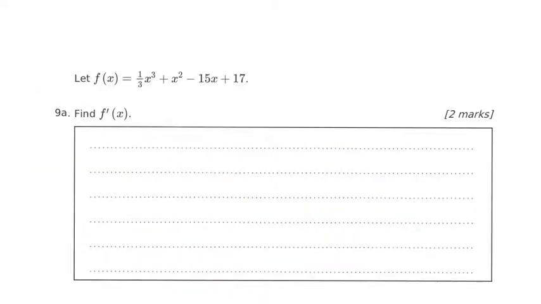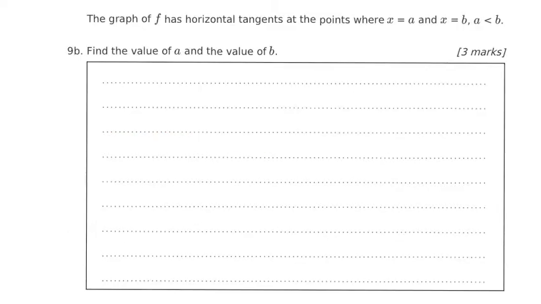Let f of x equal 1/3 x cubed plus x squared minus 15x plus 17. 9a, find f dash of x. So f dash of x is equal to 3 times 1/3 x squared plus 2 times x minus 15. The graph of f has horizontal tangents at the points where x equals a and x equals b. a is less than b. 9b, find the value of a and the value of b.